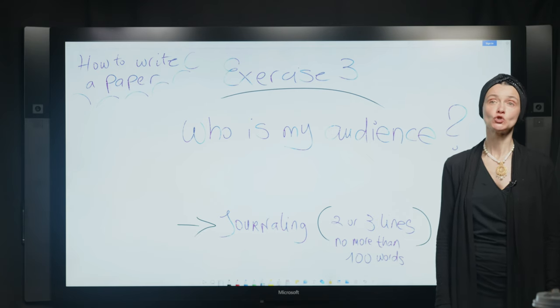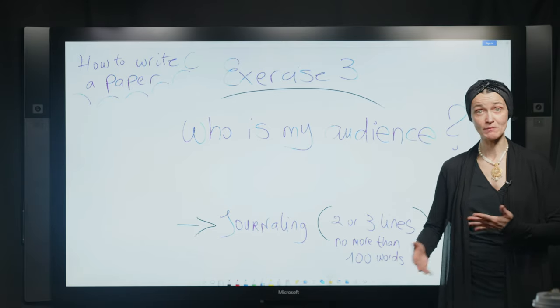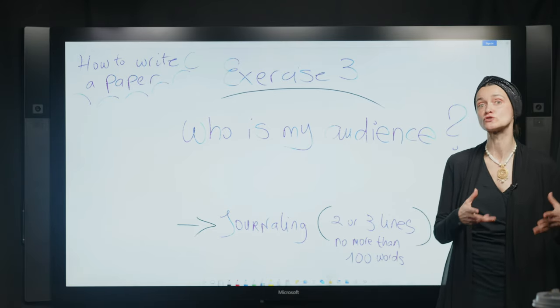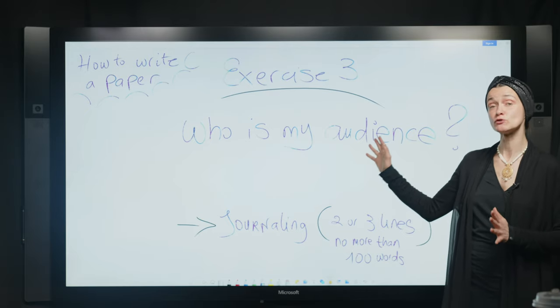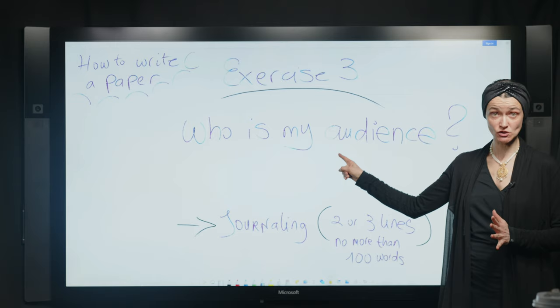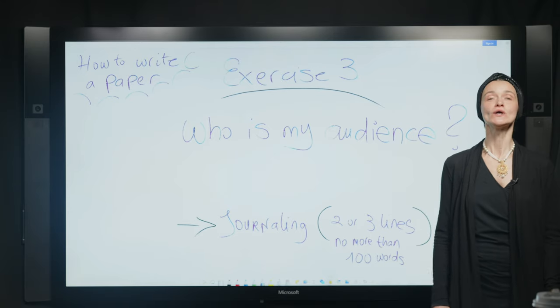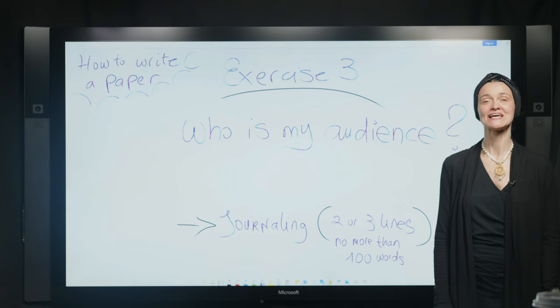If you're not sure yet, you could do it while writing your paper. Maybe halfway through the paper, you understand who is going to be interested in that, but you need to make sure that by the time you submit your paper, this question has to be answered. Who is my audience? Enjoy the writing process and trust it.